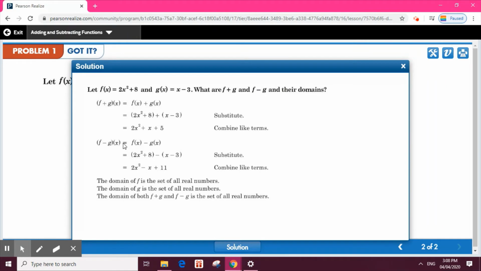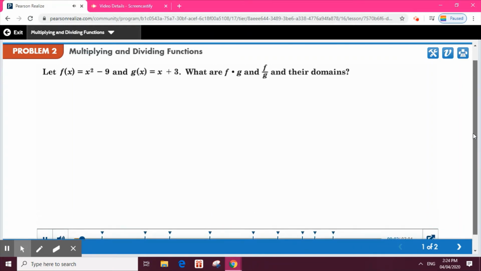So we have the solution f of x minus g of x. We need to substitute first. F of x again is 2x squared plus 8, and g of x is x minus 3. Then substitute and simplify. 2x squared plus 8 minus x minus 3 is equal to 2x squared minus x plus 11. The domain of f is the set of all real numbers, and the domain of g is the set of all real numbers. And the domain of both f plus g and f minus g is the set of all real numbers.